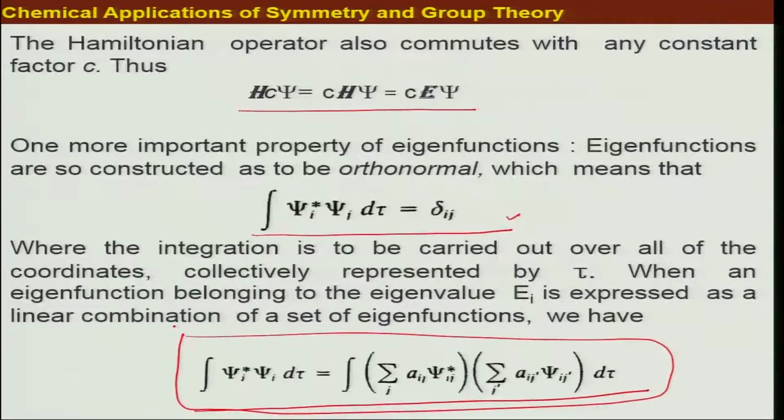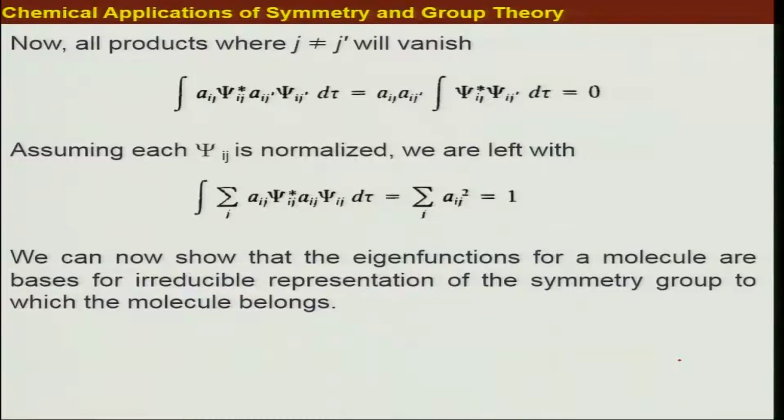Now, in this particular equation, all the products where j is not equal to j prime will vanish. So this will be the result provided j is not equal to j prime.